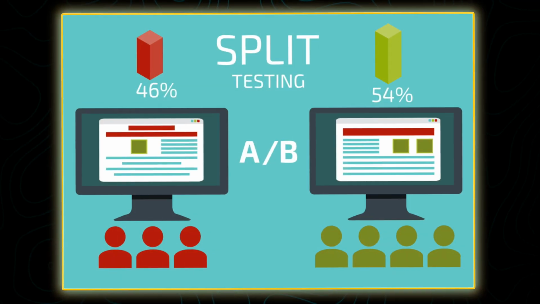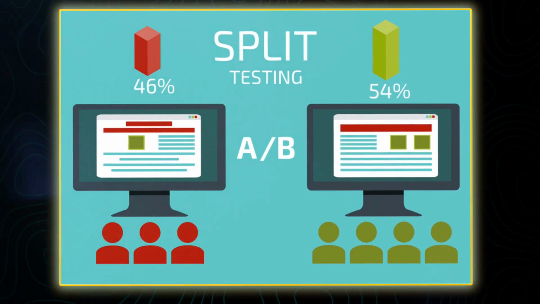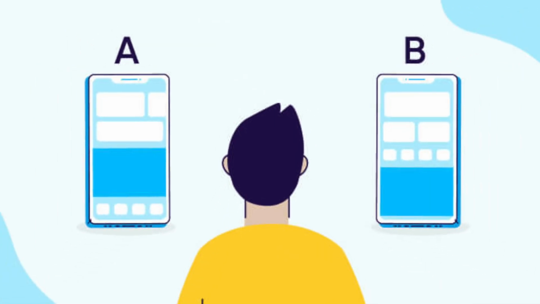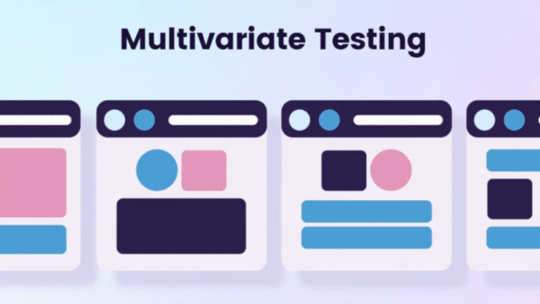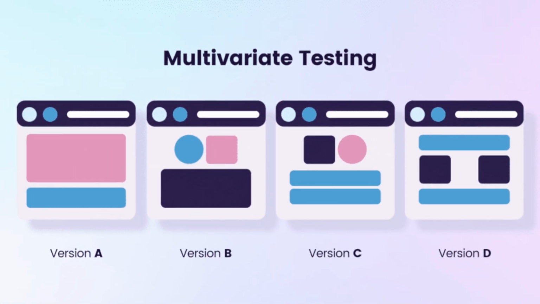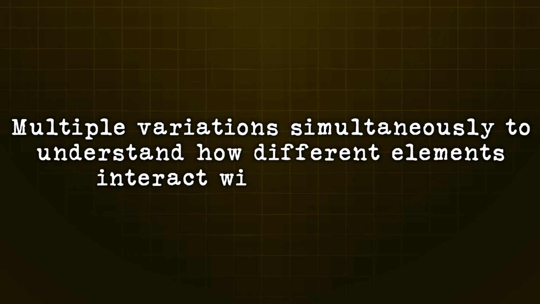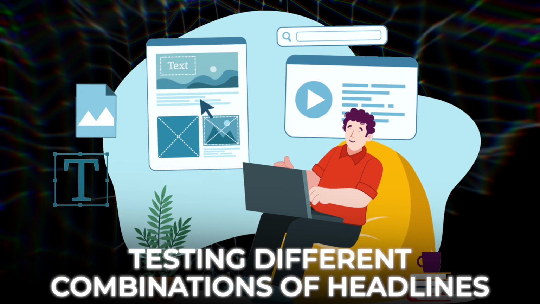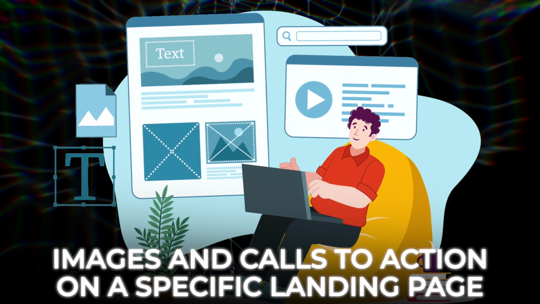Then there's split testing, similar to A/B testing, but actually involves more than 2 versions, and this can be useful for testing multiple variations of a marketing element like creative. Then we've got multivariate testing, and this technique tests multiple variations simultaneously to understand how different elements interact with one another. So for example, testing different combinations of headlines, images, and calls to action on a specific landing page.